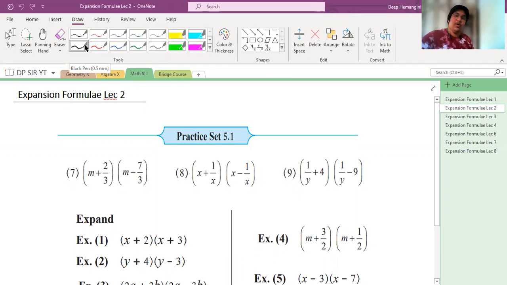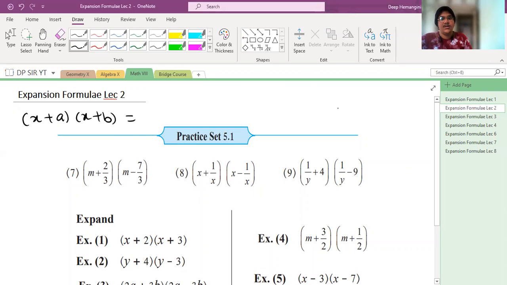मतलब कौन सा formula पे हम लोग questions कर रहे थे. So the questions were based on the formula (x plus a)(x plus b), which is equal to, what was the formula? Can anyone tell me? It is going to be x square plus (a plus b)x plus ab. And इसको हम लोग ने previous class में derive भी किया था.